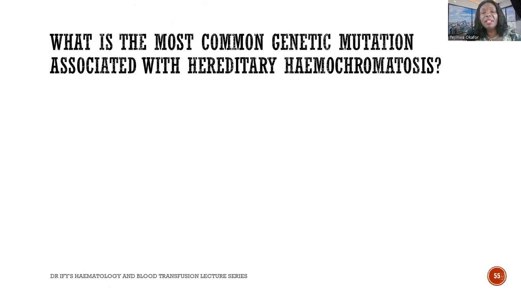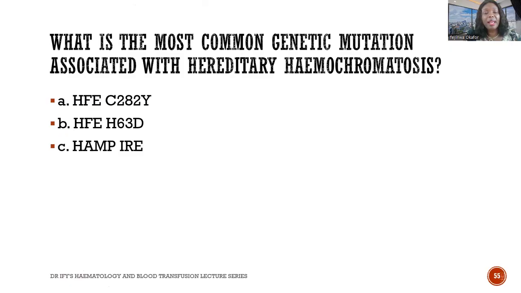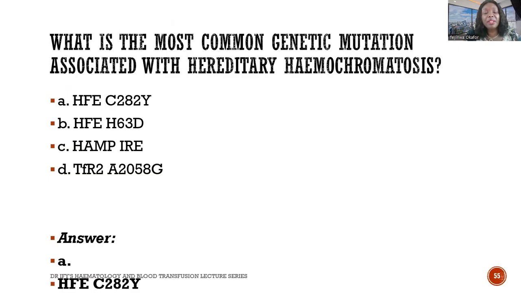What is the most common genetic mutation associated with hereditary hemochromatosis? HFE C282Y allele, HFE H63D allele, HAMP IRE, TFR2 A205G allele. Answer A, HFE C282Y allele.